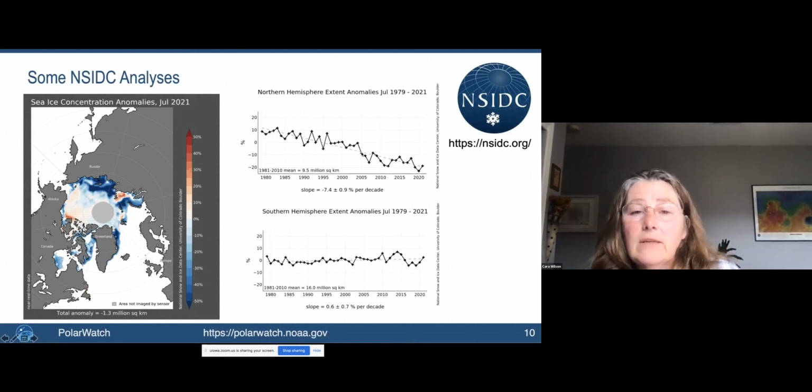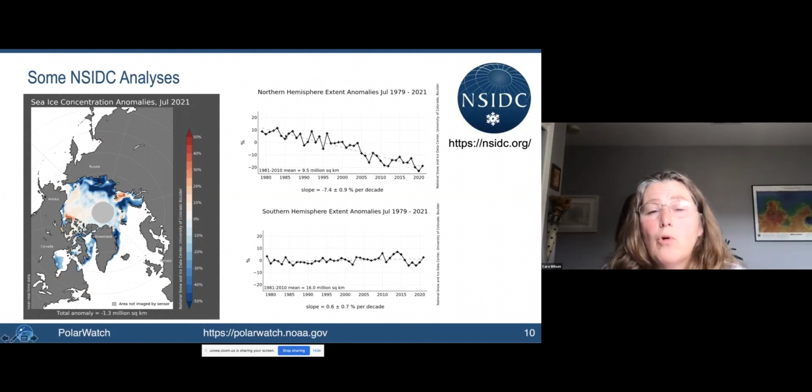Now, what's interesting is that in the Southern Hemisphere, we don't see this. It looks pretty flat. Statistically, there's actually, I guess, a slight increase in the Southern Hemisphere. And this is where I have to admit I'm not really a sea ice expert, and I'm not sure exactly why we see this really large decrease in the Northern Hemisphere, but not the Southern Hemisphere.